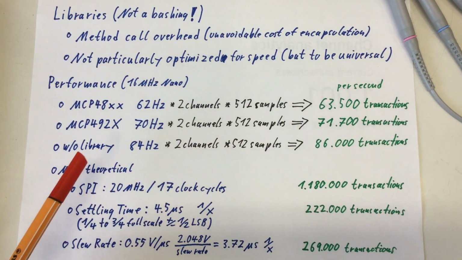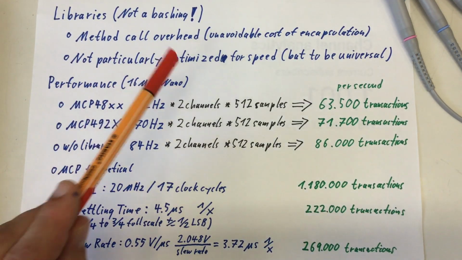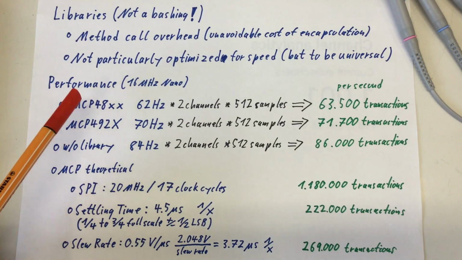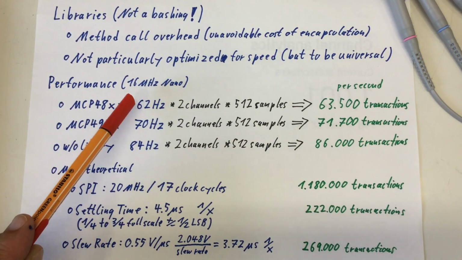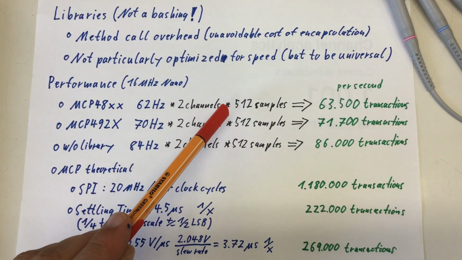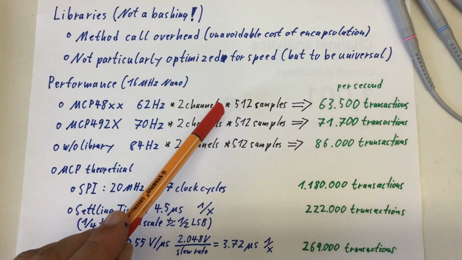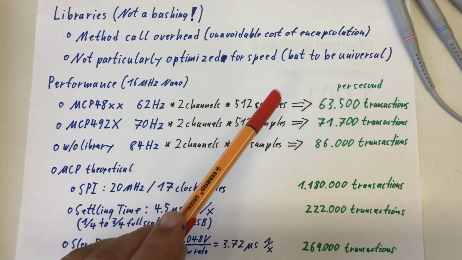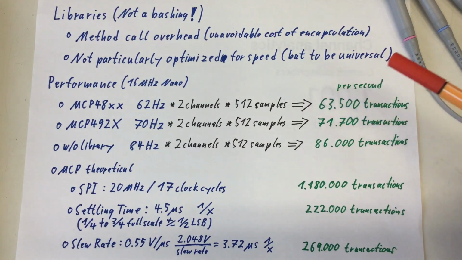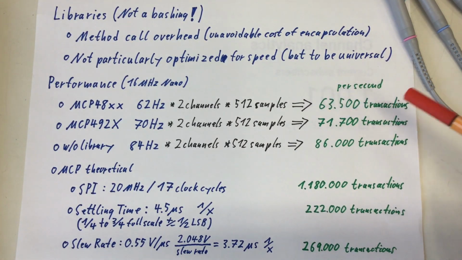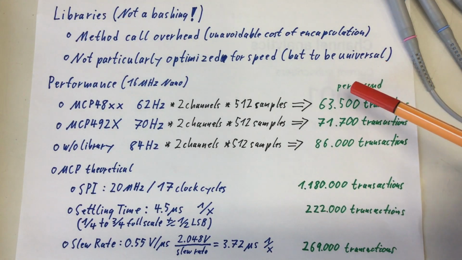Looking at the performance data, and we used a 16 MHz Nano, with the MCP48XX library, we were generating a 62 Hz sine wave on 2 channels. And you remember my sine wave consisted of 512 samples, and this gives us about 63,500 transactions or value updates in the DAC per second.